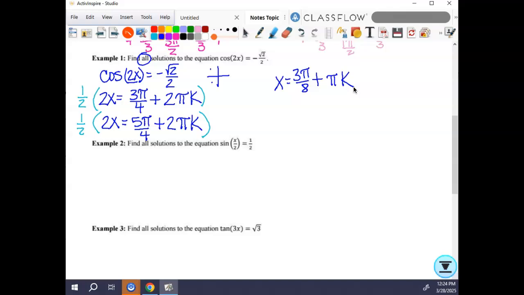You don't have to know where 3 pi eighths is on the circle or anything. You just have to be able to get that answer, and then you're good. So on this one, I've got x equals, this will be 5 pi eighths plus pi times k. So really just one more step there. What questions do you have? We good? All right.